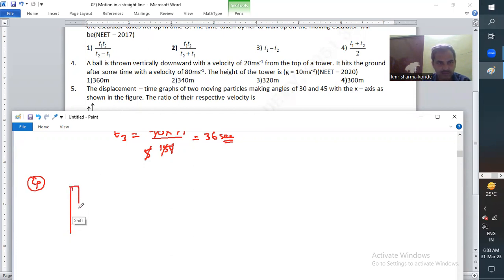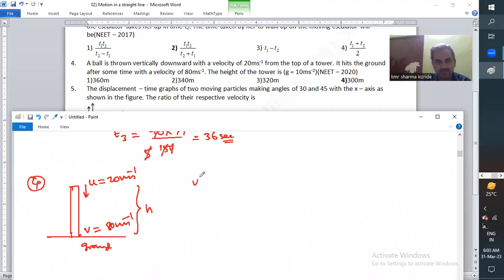So this is the tower. This is the ground. So the boy is throwing with velocity u, which is 20 meters per second. When it reaches the bottom of the tower, it is going to acquire a velocity of 80 meters per second. So the question is to find out the height of the tower.